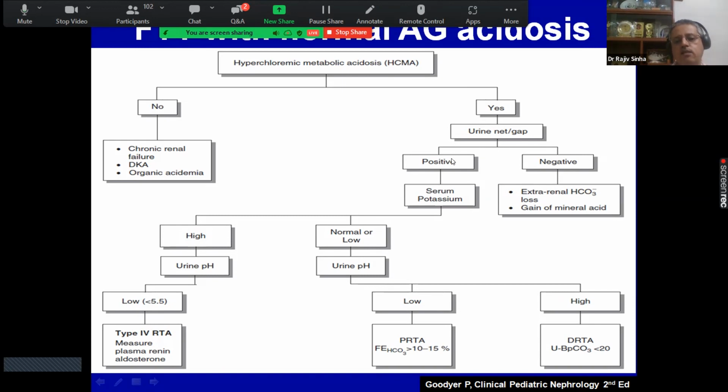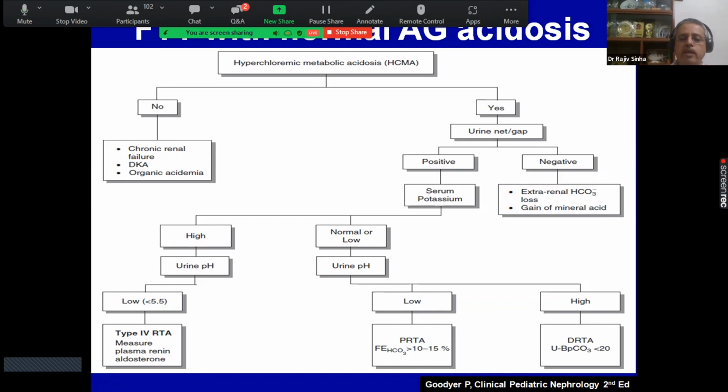Now, if that is negative, that usually means you are unlikely to be dealing with a renal tubular cause. Something else is the cause of the normal anion gap metabolic acidosis, something like a loss of bicarbonate from an extrarenal source, and the commonest is diarrhea. If the urine anion gap is positive, then it is more likely to be a renal tubular acidosis.